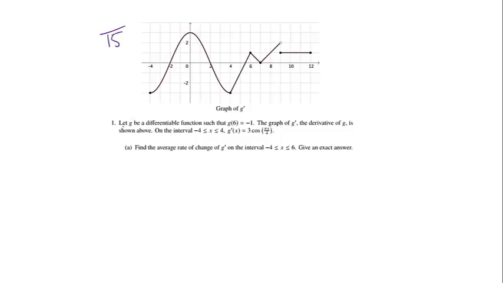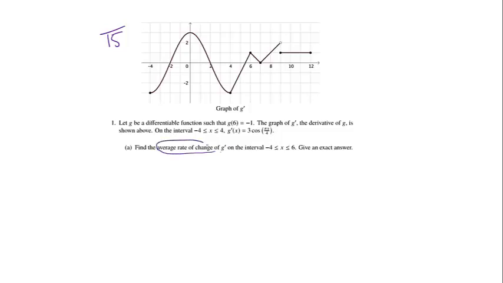All right, problem number 1. Let g be a differentiable function such that g of 6 is equal to -1. The graph of g prime, the derivative of g, is shown above. On the interval from -4 to 4, g prime is equal to 3 cosine of pi x over 4. Part A asks us to find the average rate of change of g prime on the interval -4 to 6. Give an exact answer.